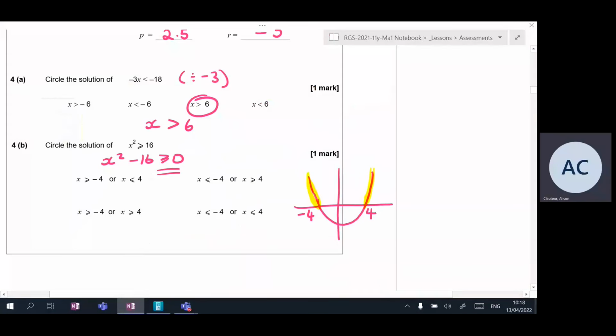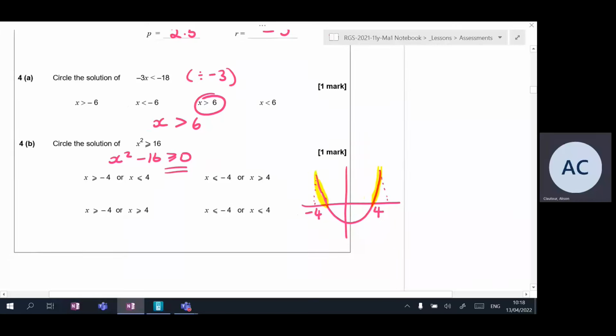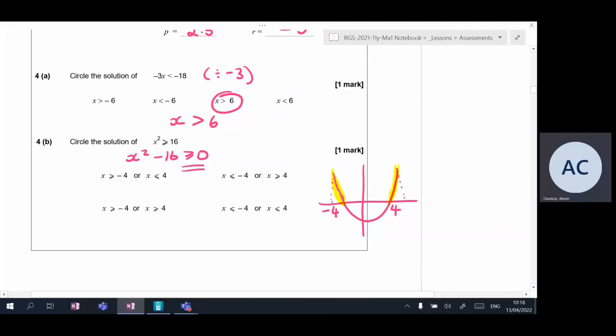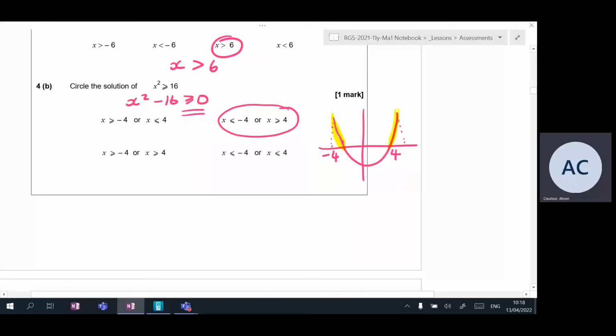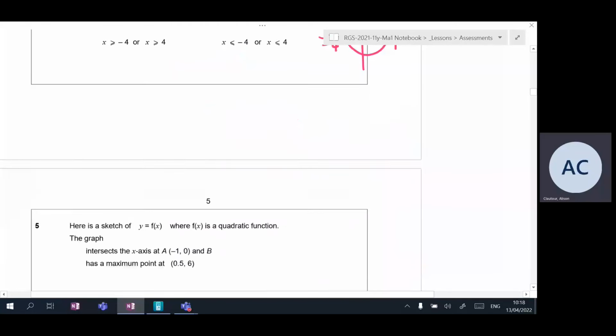So if I picked a number off this graph and read down, it would be bigger than 4. And on this side, it would be smaller than -4. So your answer is it's bigger than or equal to 4 and smaller than or equal to -4. Okay, so remember to always draw the graph of any quadratic inequality.